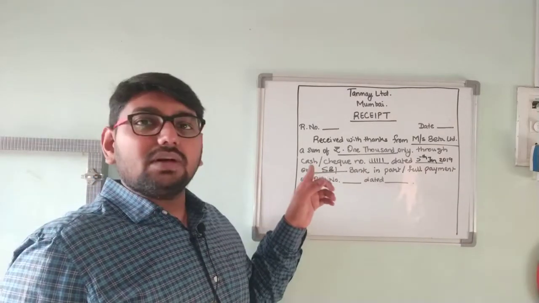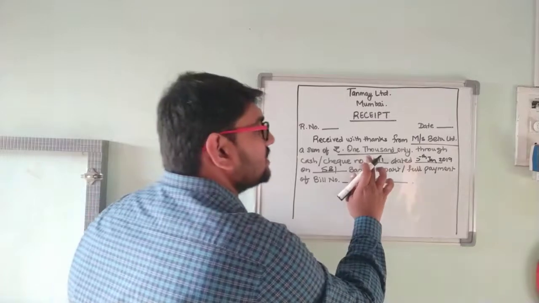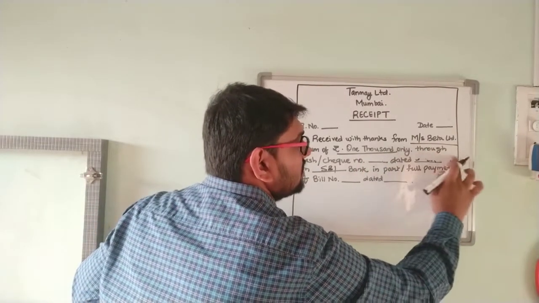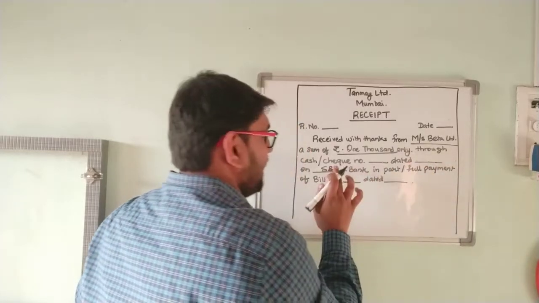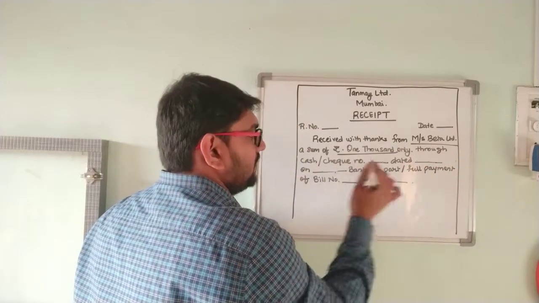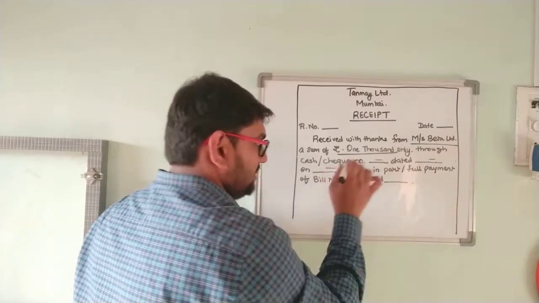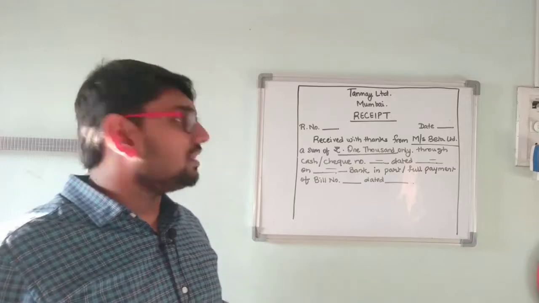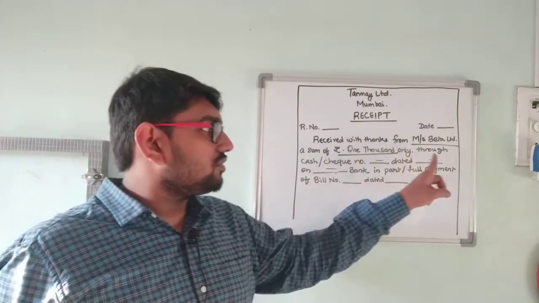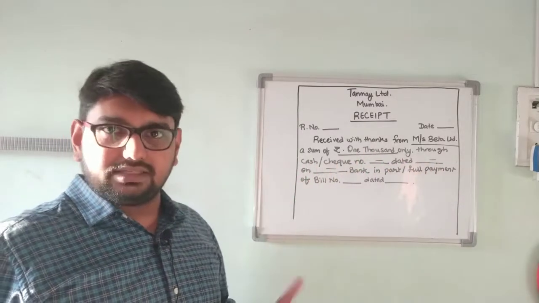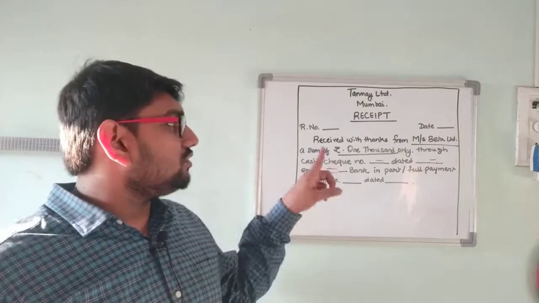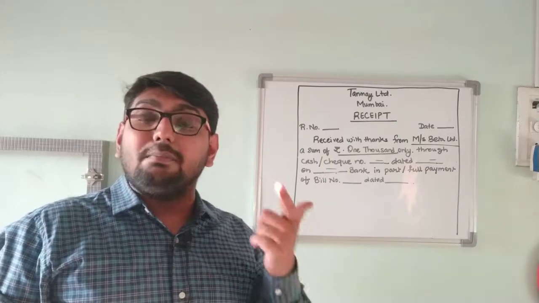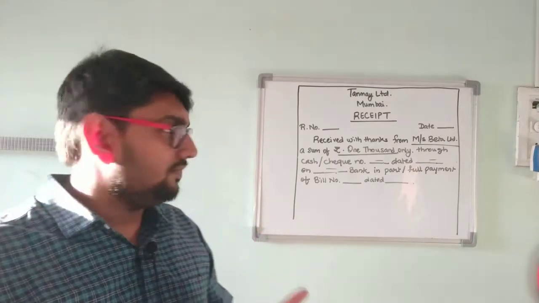But if I am receiving the money through cash, nothing is going to appear. This is going to go, this is going to go, and even this is not going to appear. We will just write dashes. Clear? So if you are receiving the money through cash, you are not supposed to write anything in these three blanks. But if you are receiving the money through check, you are supposed to write the check number, the date of the check, and the bank from which the check has been issued.